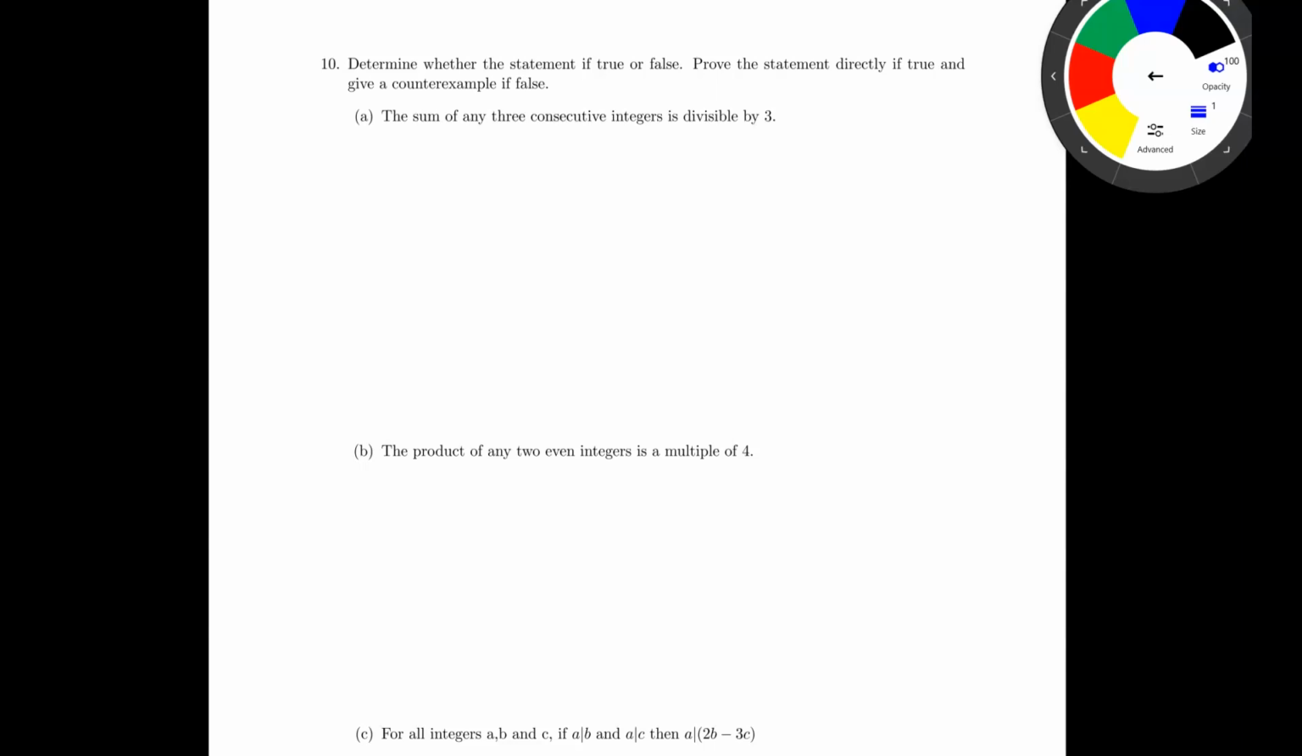Okay, so now we're entering into different kinds of problems. I want you to determine whether it's true or false. If it's true, you prove it true. If it's false, you find an example to show that it doesn't work.